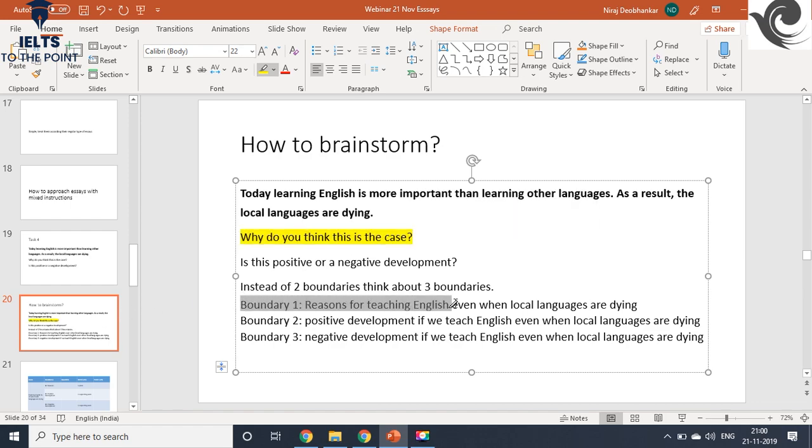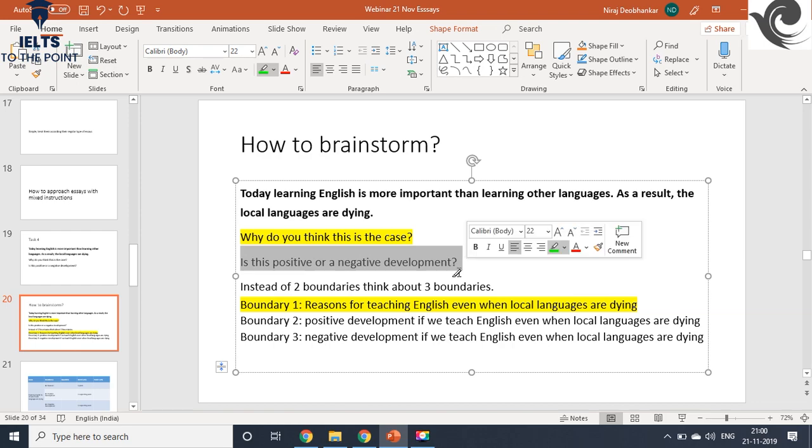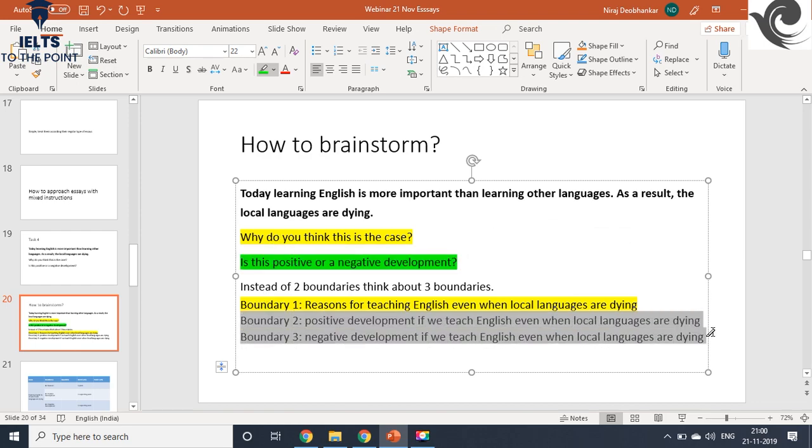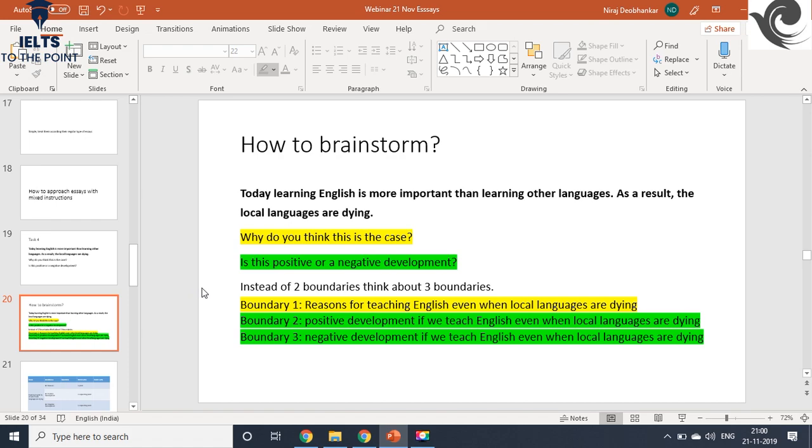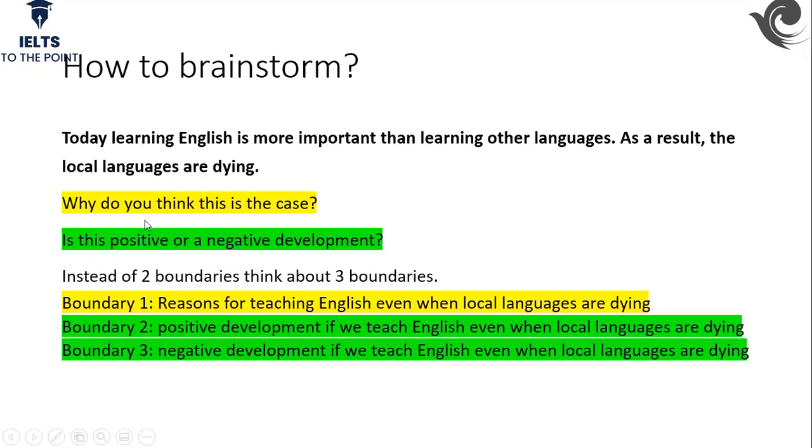part of instruction 1. Why do you think this is the case? Whereas from the second part of the instruction, that is, is this a positive or negative development, we take these 2 boundaries. Alright, so if we look at this particular essay, from the first part, why do you think this is the case? Where it is asking me just a reason, I put boundary 1 as reasons for teaching English even when local languages are dying.